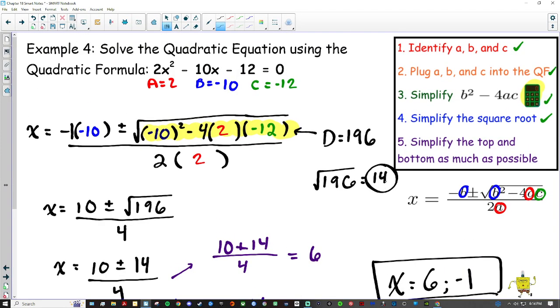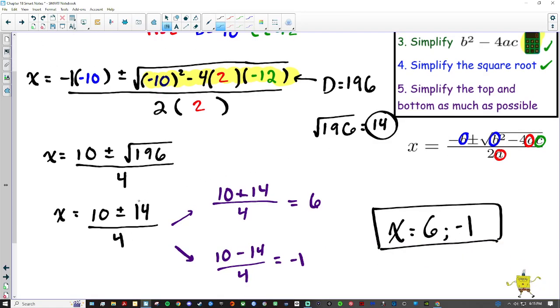Okay, again, the steps we walked through were we identified A, B, C. We plugged them in. Then we did the discriminant. That's this highlighted part. We simplified it in our calculator and rewrote it on the inside. We also made sure we simplified the negative 1 times negative 10, and we multiplied 2 times 2 for the bottom. Okay, then we went and checked our perfect square list and simplified the square root of 196 to be just 14. We rewrote it. We split it into plus and minus, and we put both in our calculators to get our two answers.